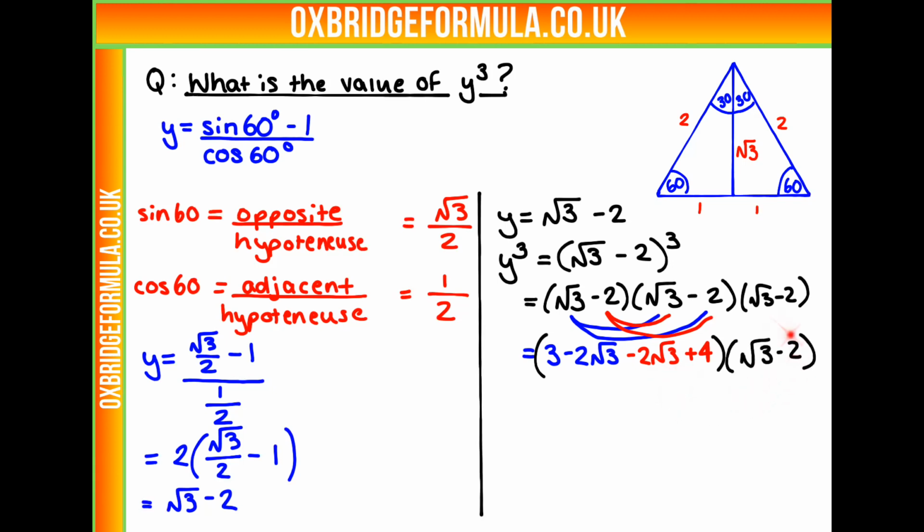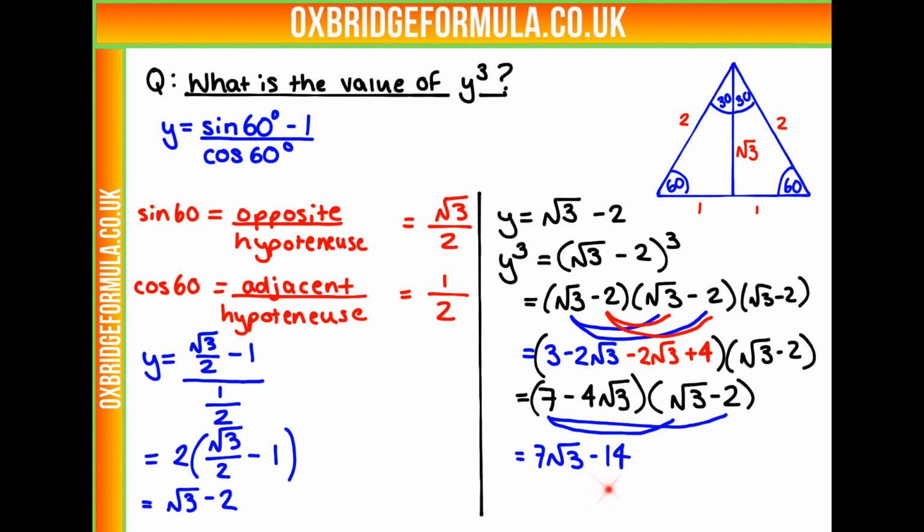And we need to remember that we're timesing it by our other bracket here too. We can simplify this bracket down by combining our two unit values, so 3 plus 4, and combining these values too, so that's going to be 7 minus 4 root 3 times root 3 minus 2. And if we do the same thing again, timesing these two brackets together, we're going to get 7 root 3 minus 14, and if we times those, we're going to get minus 12 plus 8 root 3.